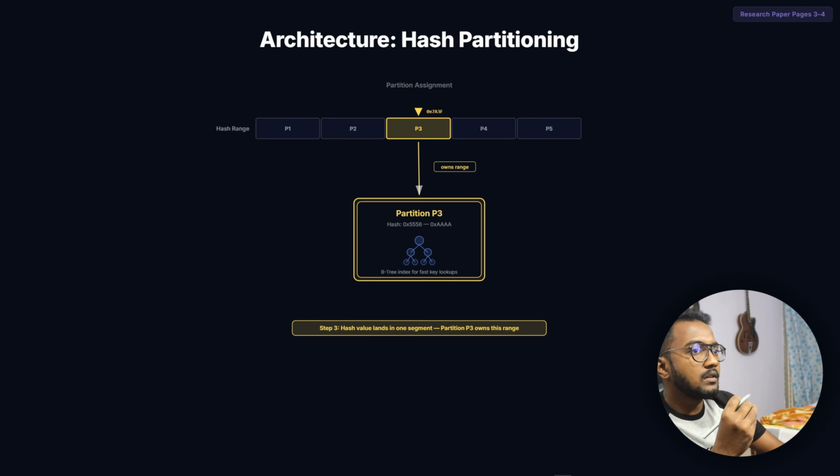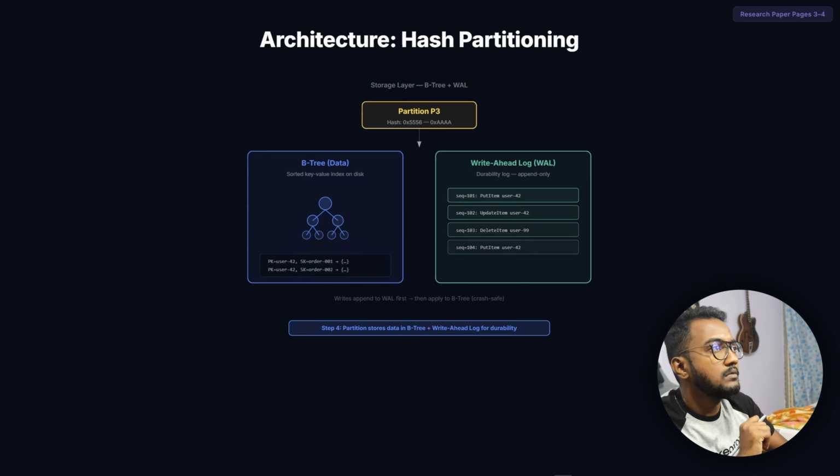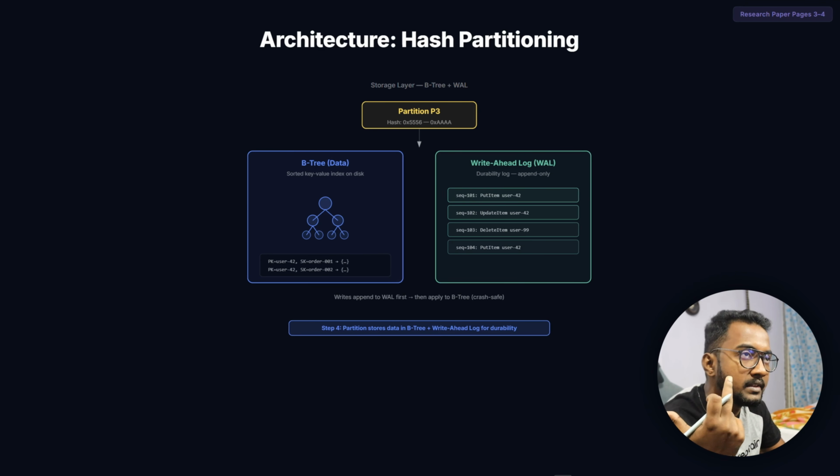So you do not need to search every partition whenever you are looking for particular data. Based on the user key, like user 42, you can just generate the hash and find out in which partition the data will be, and you can go directly to that partition, and that will further help you find the data. Now let's look at the next interesting thing, which is what is happening inside the partition.